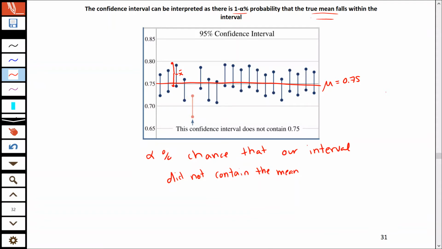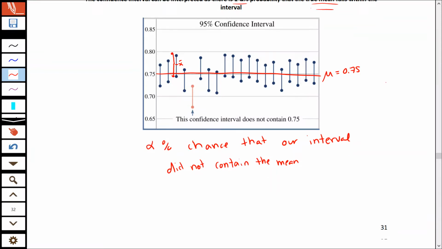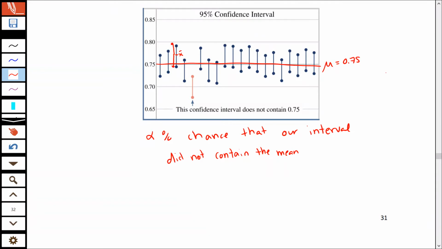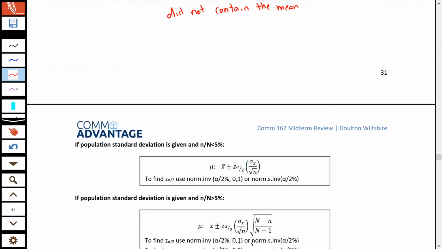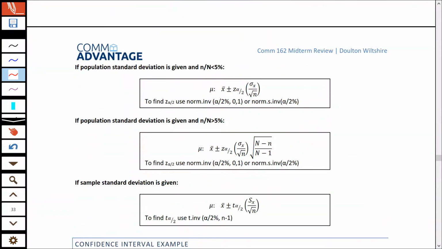And so every interval that we come up with is either going to contain the mean or not contain the mean, but the chance that it does is going to be whatever our confidence level is. Since we are just rearranging our Z or our T transformation, we have the same three situations as we have for sampling distributions that apply to our confidence intervals.